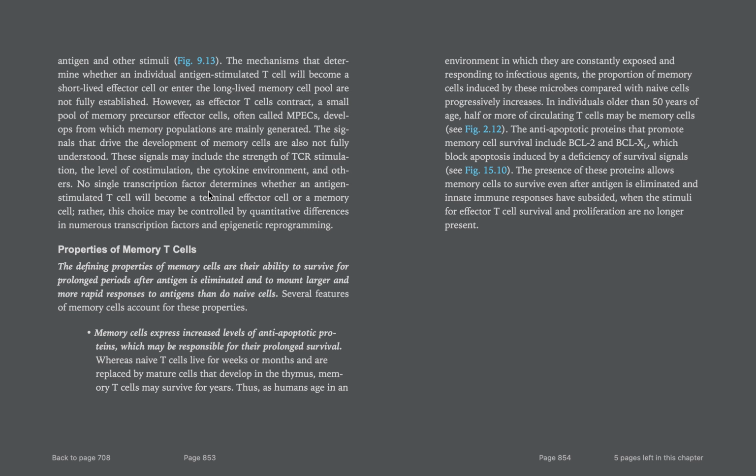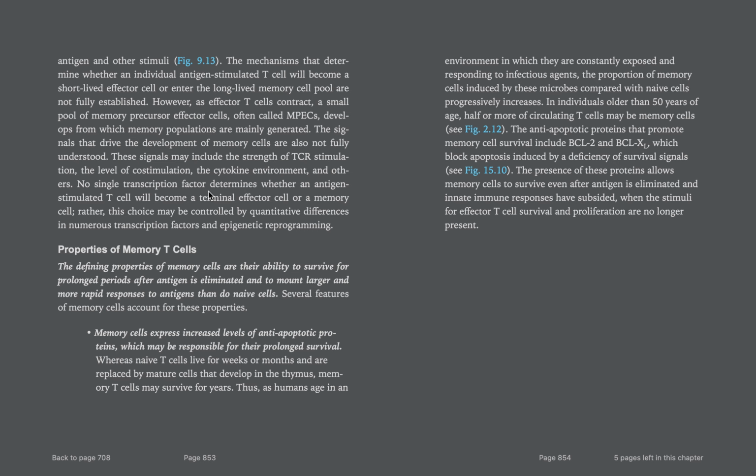However, as effector T cells contract, a small pool of memory precursor effector cells, often called MPEC, develops from which memory populations are mainly generated. The signals that drive the development of memory cells are also not fully understood.